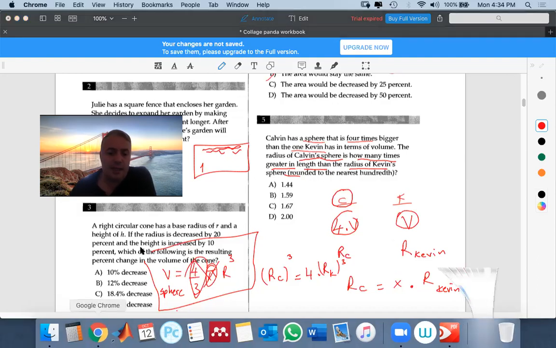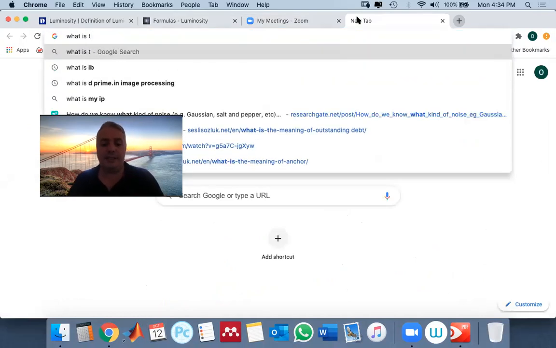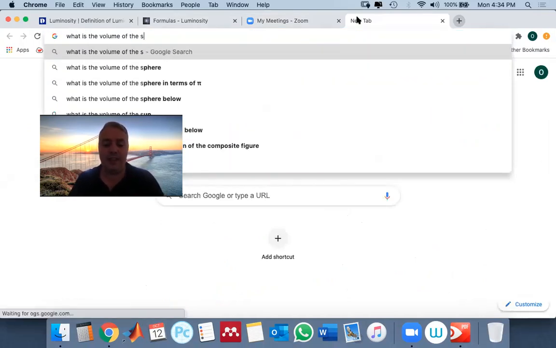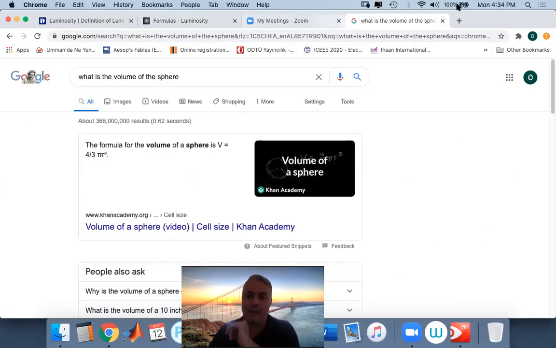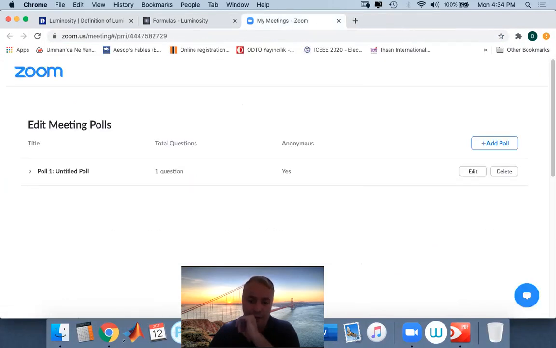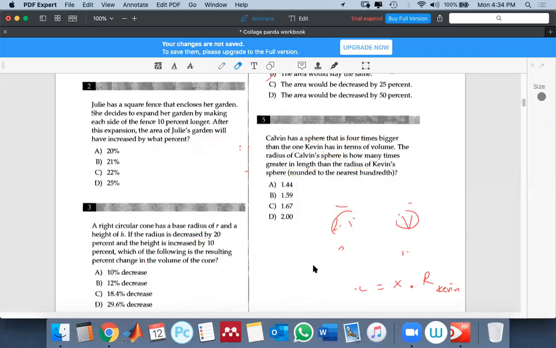No comment? By the way, just to be sure, let me write here, what is the volume of the sphere? Let me check to be sure. 4 over 3 pi r cubed. I am right. 4 over 3 pi r cubed. That's good. So, let me clean all this part. Again, so we are saying that Calvin and Kevin.